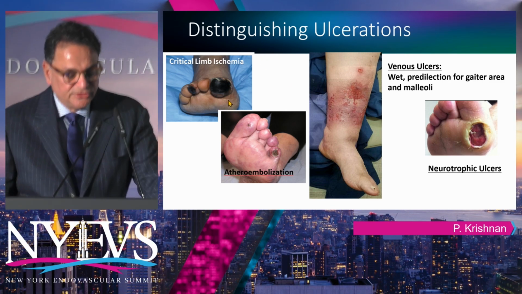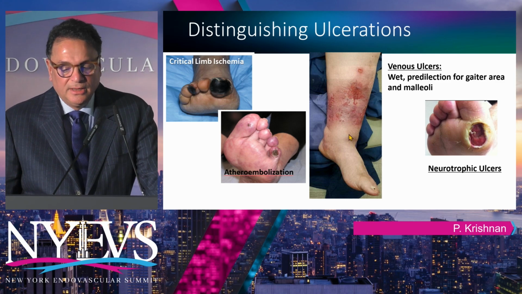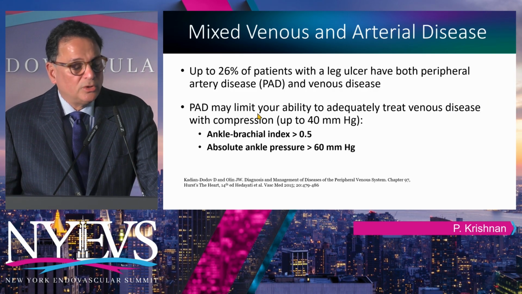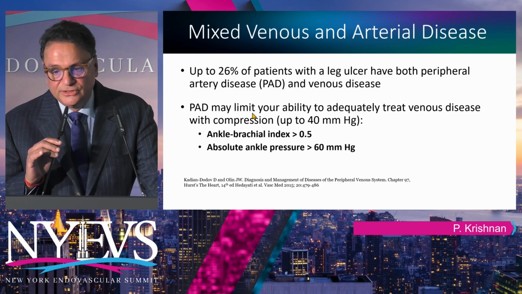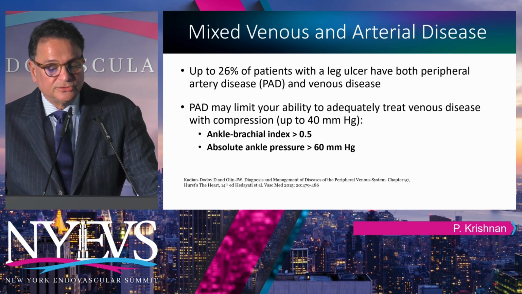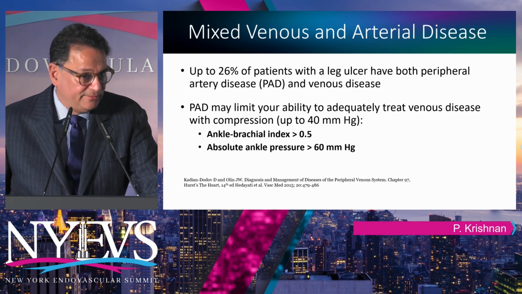Critical limb ischemia is generally like this. This is atheroembolism, and this is venous ulcers, and of course, neurotrophic ulcers. What's important to remember is don't write off your venous ulcers as just venous ulcers. About 26% of patients with venous ulcers have both peripheral arterial disease and venous disease.